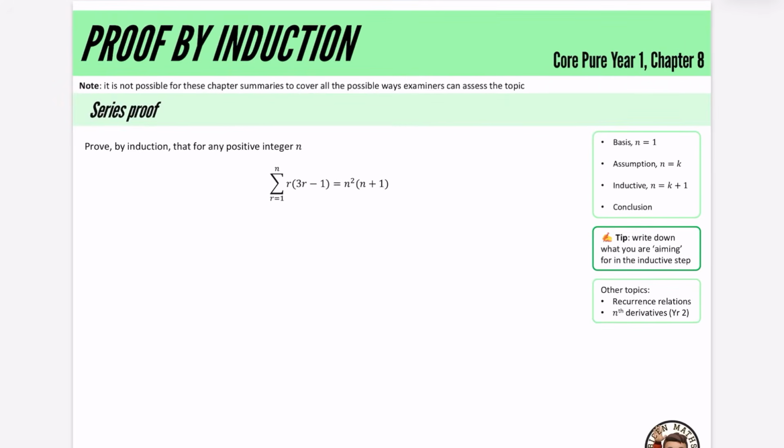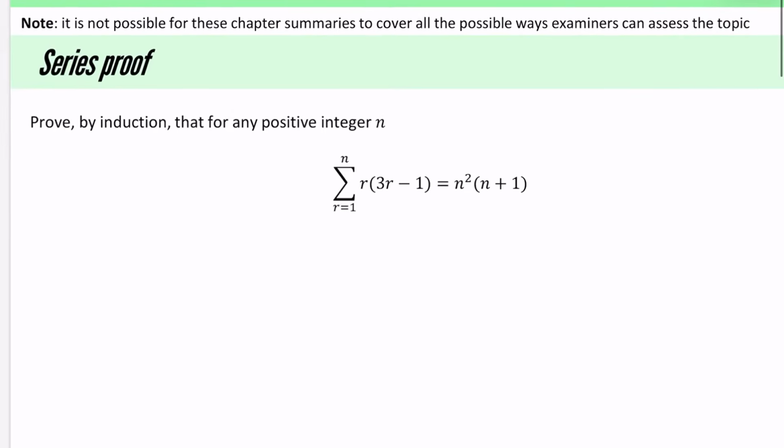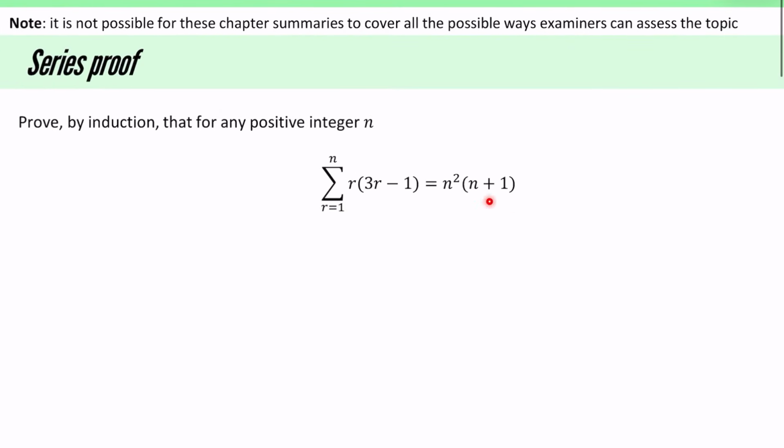Okay, we're going to begin by having a look at a series proof question. And it says, prove by induction that for any positive integer n, this sum is always equal to n squared times n plus 1. Now, it's important they've said by induction. If they didn't say by induction, we could have used chapter 3 techniques for this, but we're going to obviously use induction for this.